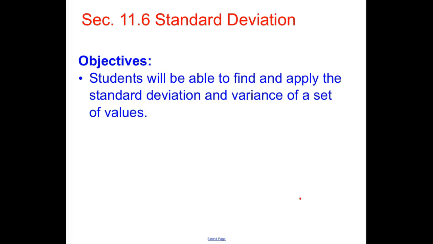So we've been talking about measures of center and measures of variation, looking at how we calculate some of those statistics. We are going to continue with measures of variation today and talk about standard deviation and variance. Two more types of statistics that help us determine how spread out our data is.